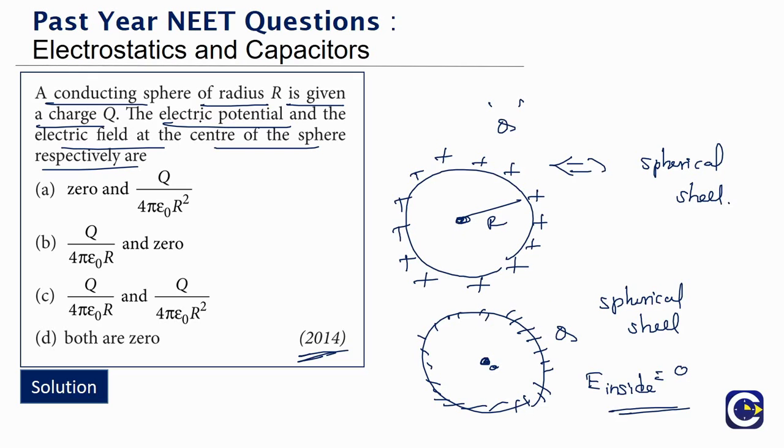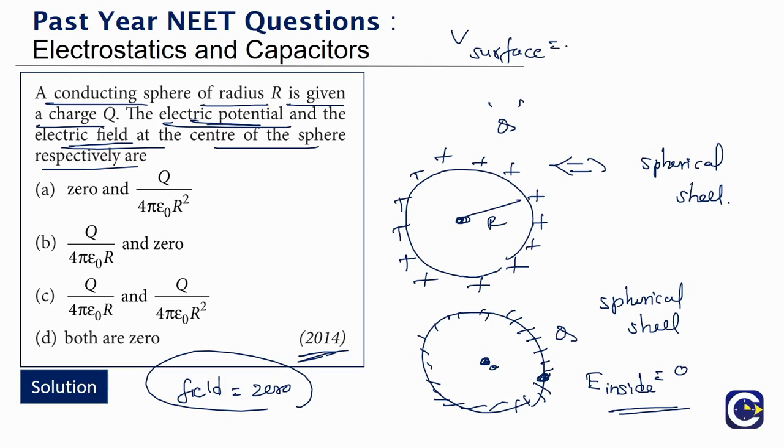Which means they are asking us what? The electric potential and the field. So we are able to see field is what? 0. What about the electric potential? Now for the spherical shell, the result for the conducting sphere is going to be same as the spherical shell. For a spherical shell, what is the potential on the surface? It will be kq by r, which is equal to q by 4 pi epsilon naught into r. This is the potential on surface.